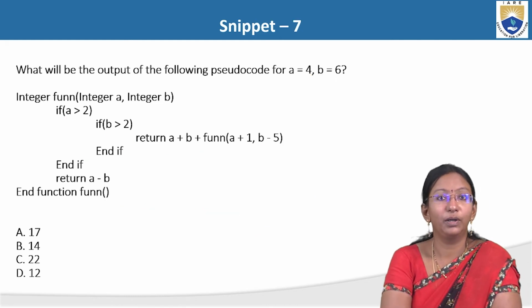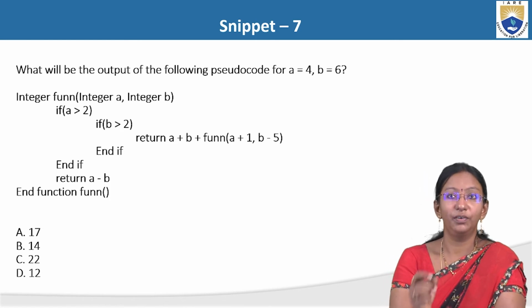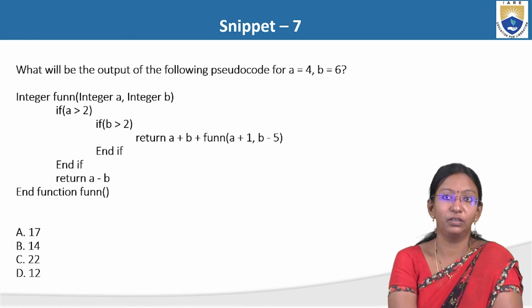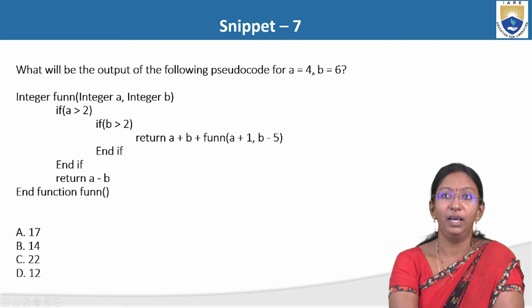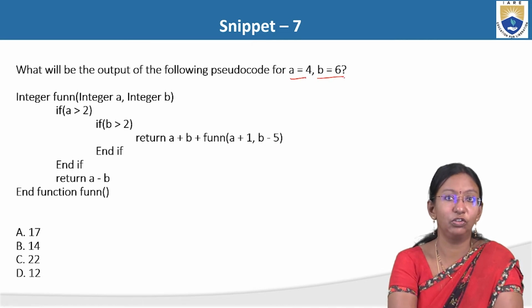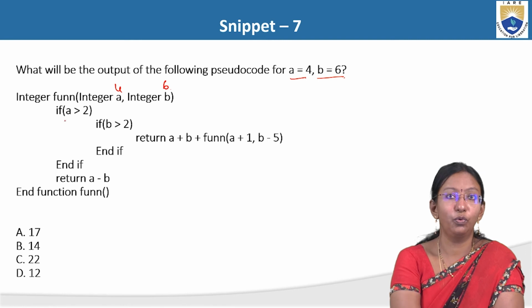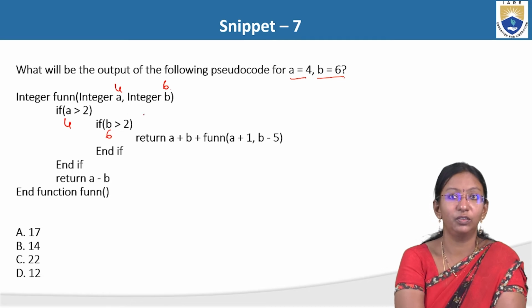Yes, guys, one more simple one. Let's evaluate this one. Even here, a recursive function is being used, but with some new values. Let's see. So A is 4 and B is 6. This is the initialization. So, checking: is 4 greater than 2? Yes, the condition is satisfied. Is 6 greater than 2? Yes, the condition is satisfied.